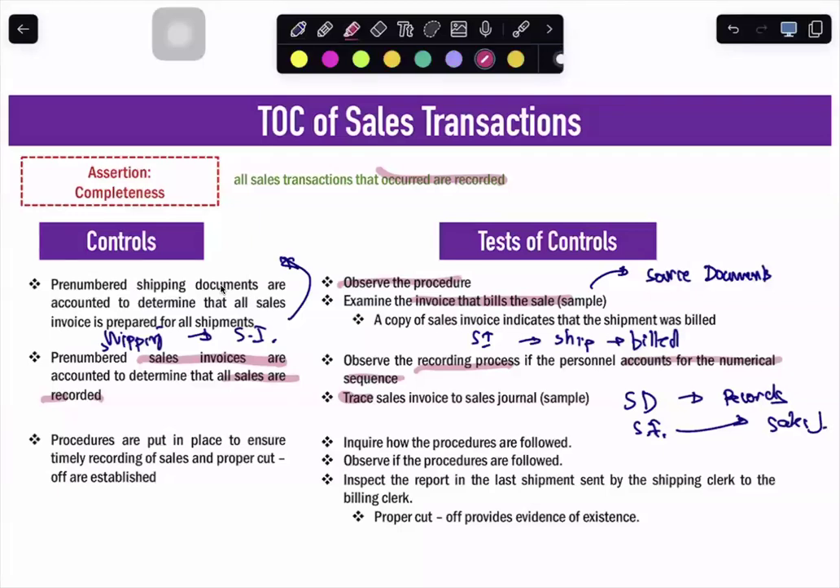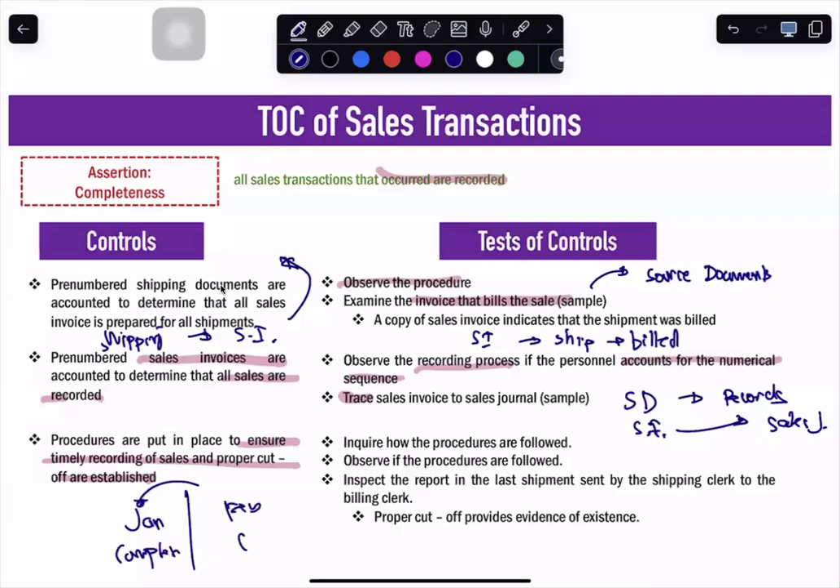Next, procedures are in place to ensure timely recording of sales and that proper cutoff is established. What we want here is that if a sale is for January, it is properly recorded in January, so it is complete as of January. If it pertains to February, the amount of sales is complete as of February. That is what we want to achieve here. So how do we test that control? First, you inquire about the procedures that are followed. At the same time, you observe whether procedures are followed, and then you inspect the report on the last shipment.